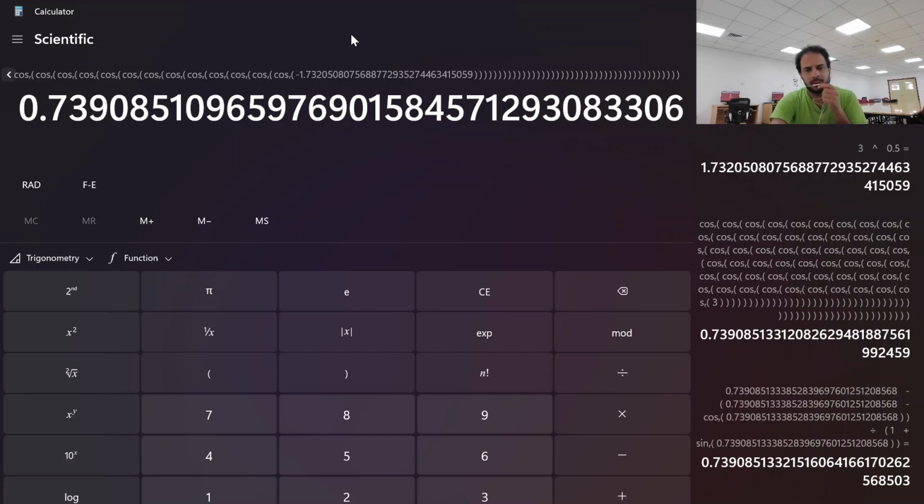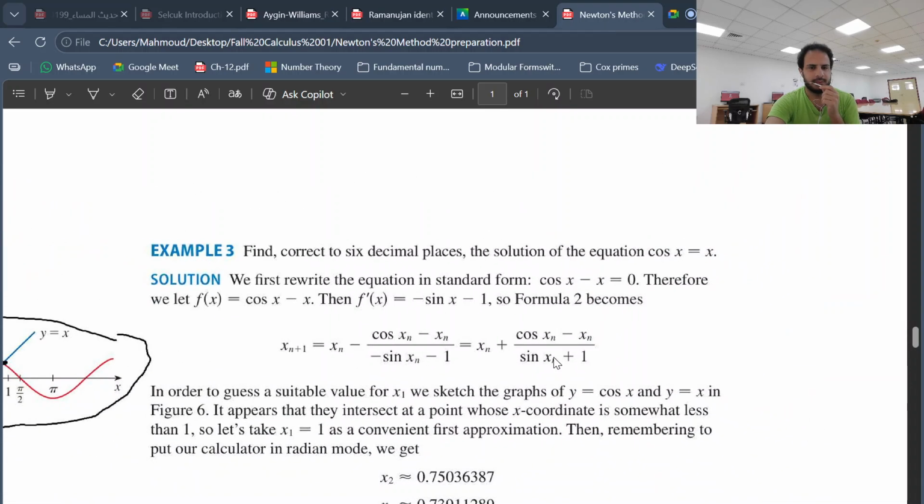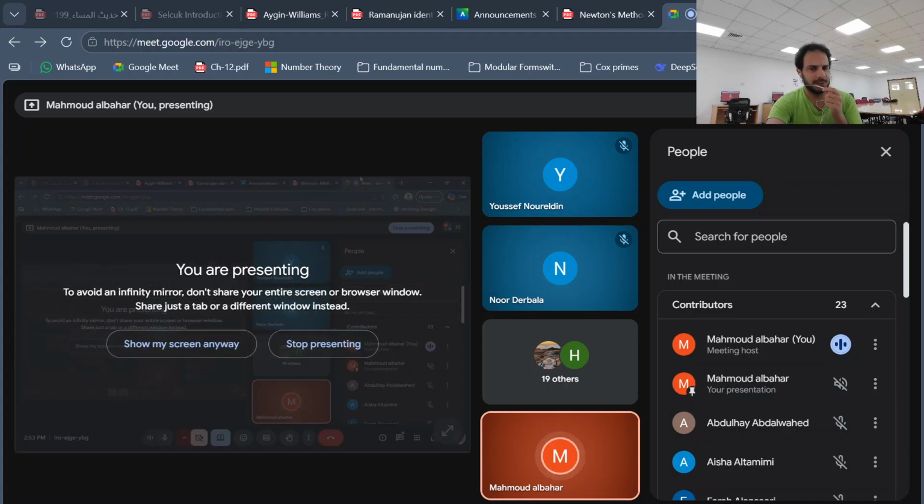So it has this property. But you can find the solution using Newton's method. This is what we need. We can find it using Newton's method. Now let's get back. What do you think? Is this property nice? Do you like this property?